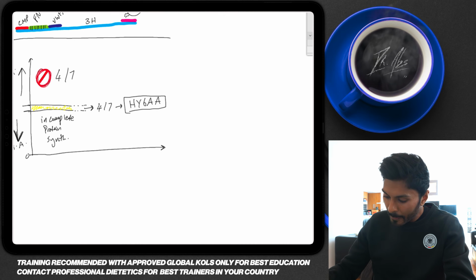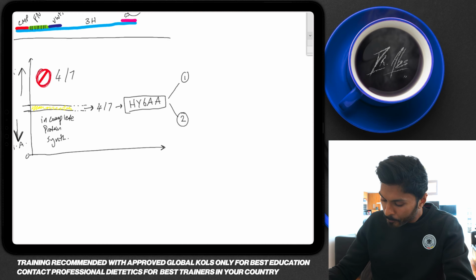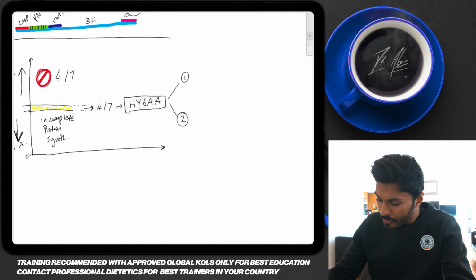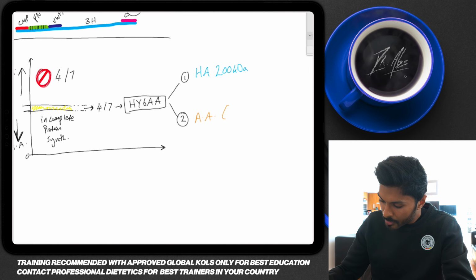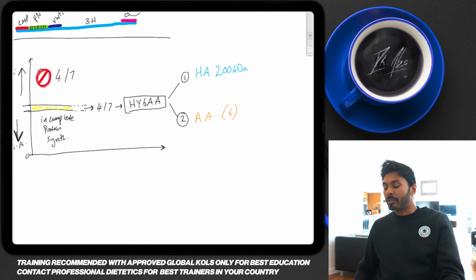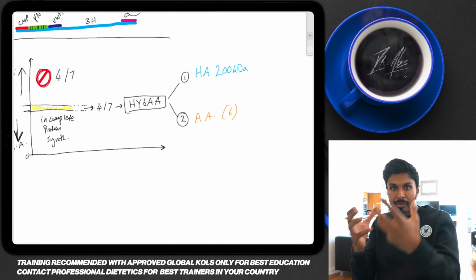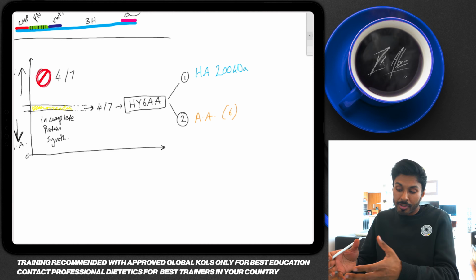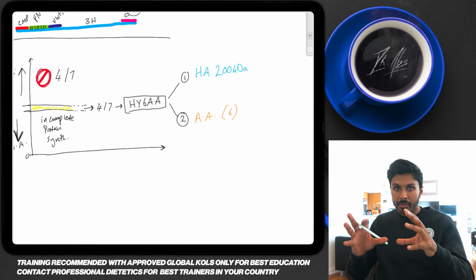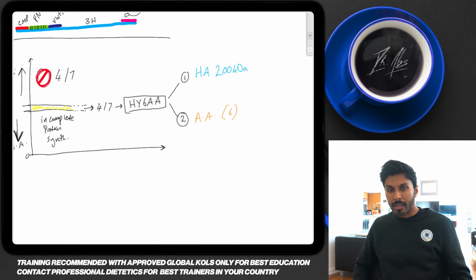High-6AA is made up of 2 parts. So we've got part 1 here, part 2 here. We have the HA, which is 200 kilodaltons, and then we have the amino acids, which are 6 in number, 6 different amino acids. I don't know what the ratio is between all 6, because that itself is the pattern. The very professional dietetics will very happily tell you which 6, but the amount of each, that's the secret.